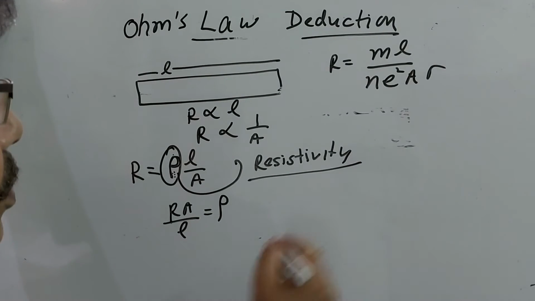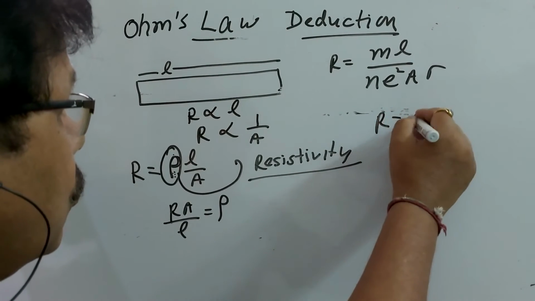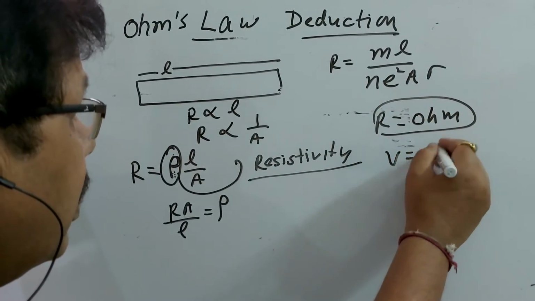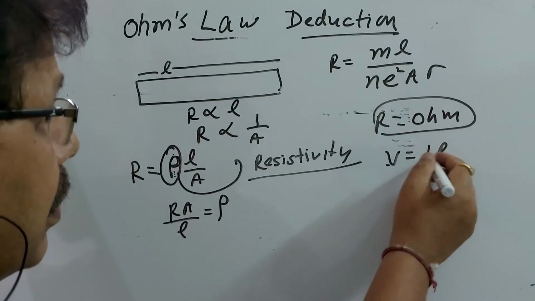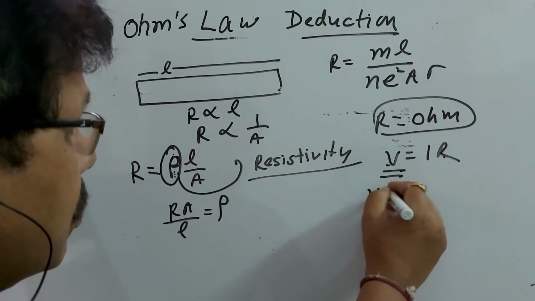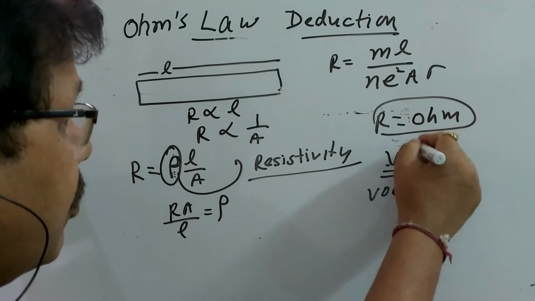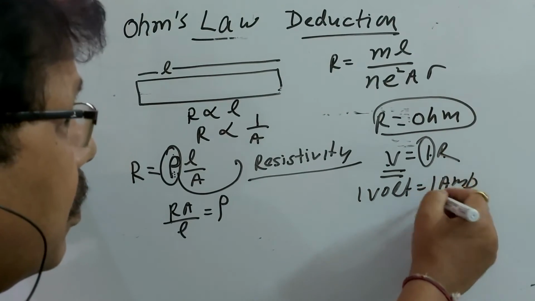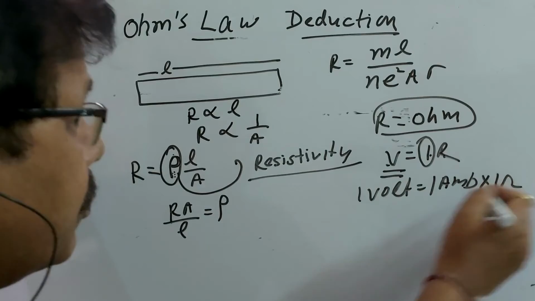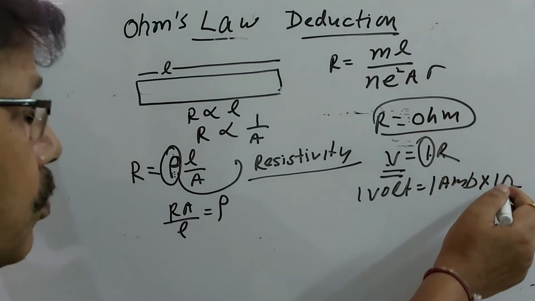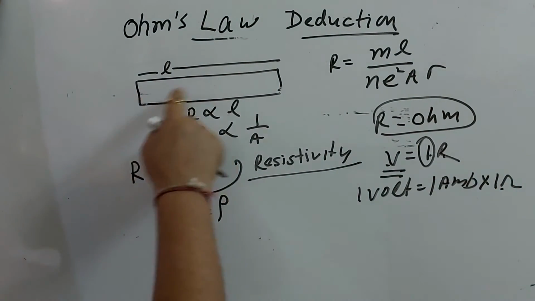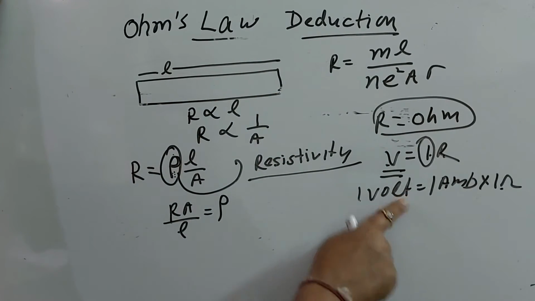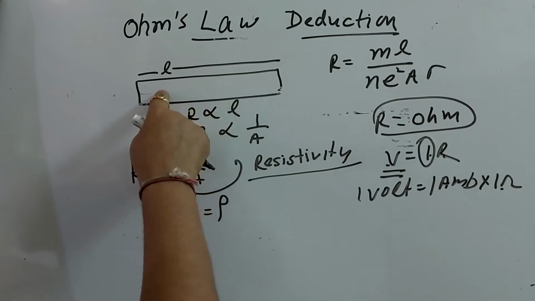And as we know, the unit of resistance is ohm, because V is equal to IR. If V is given in volts and I is given in amperes, 1 ampere, then the resistance will be 1 ohm. So we can say 1 ohm is the resistance of a conductor across which if we apply 1 volt of potential difference, then 1 ampere of current flows through it.